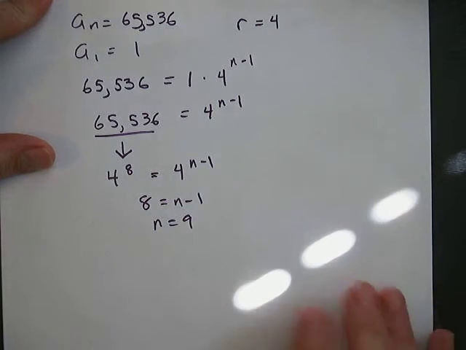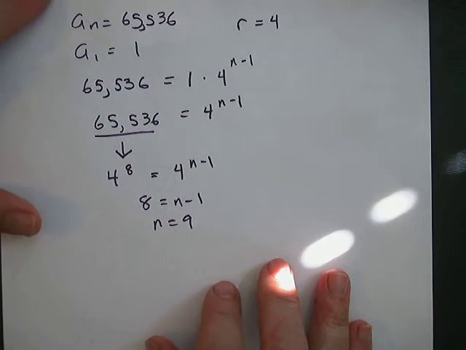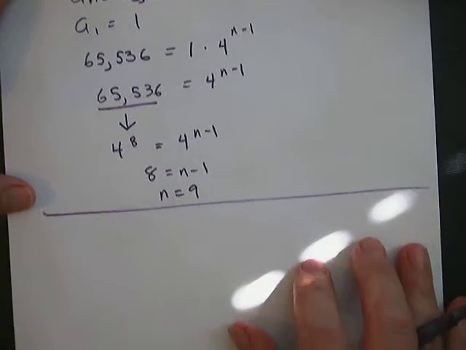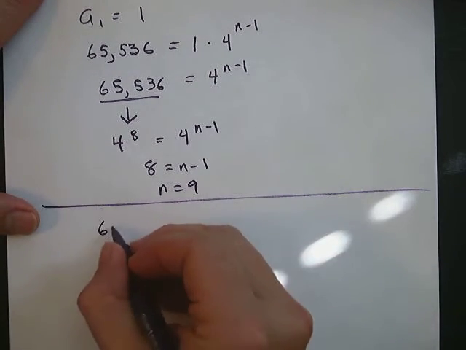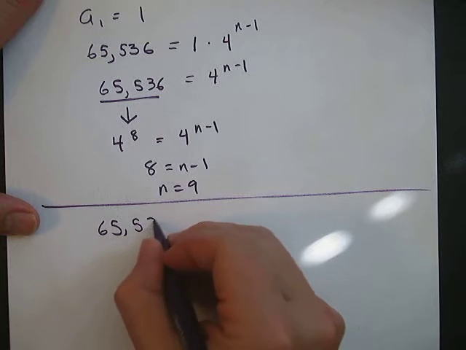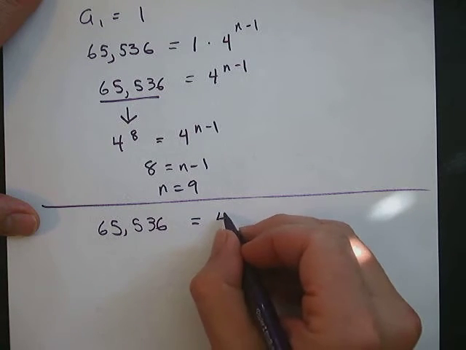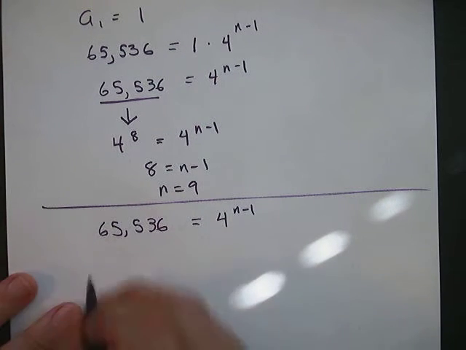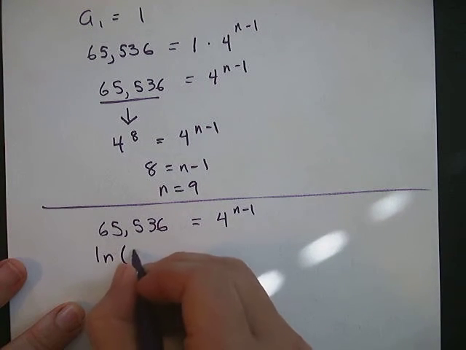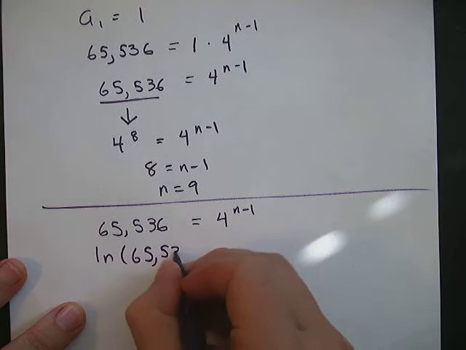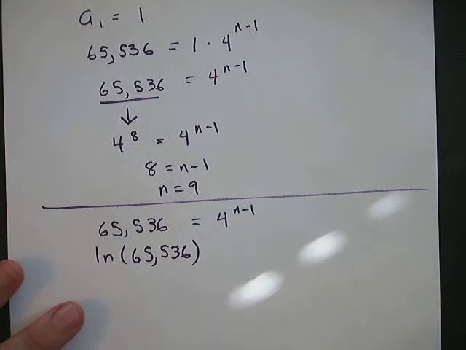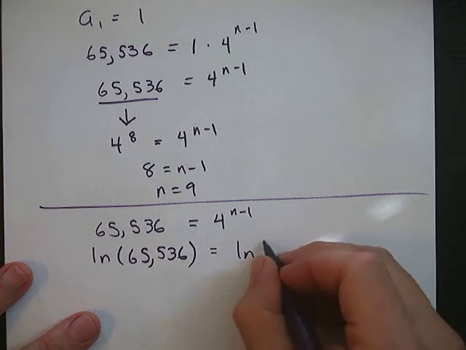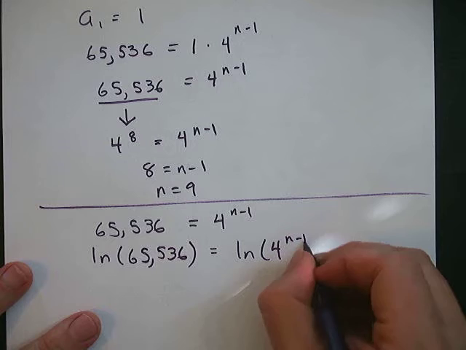The other way of doing this without the guess and check method uses natural logarithms. If you don't want to hear this method, you can stop the video now. But there is another way to figure out this equation. 65,536 equals 4 to the n minus 1. You could take the natural logarithm on both sides. So ln of 65,536, and it doesn't have to be a natural logarithm, it could be a regular logarithm, I just like working with natural logarithms, equals ln of 4 to the n minus 1.